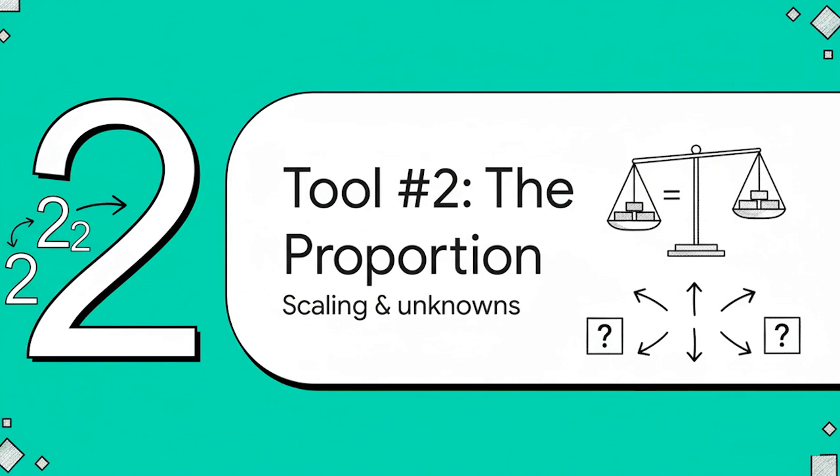Okay, you've got ratios down. Let's build on that and grab our second tool, the proportion. This is the big one. This is what you pull out when you realize that two different ratios are actually equal to each other. It's the secret to scaling things perfectly.